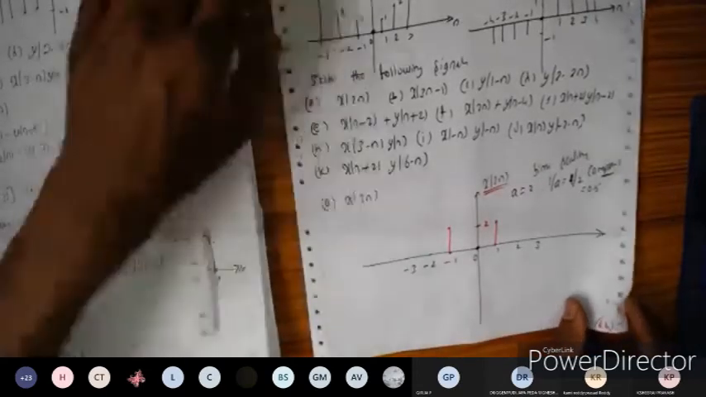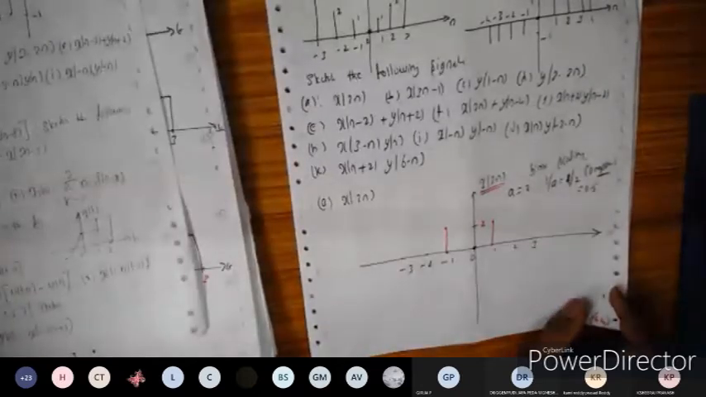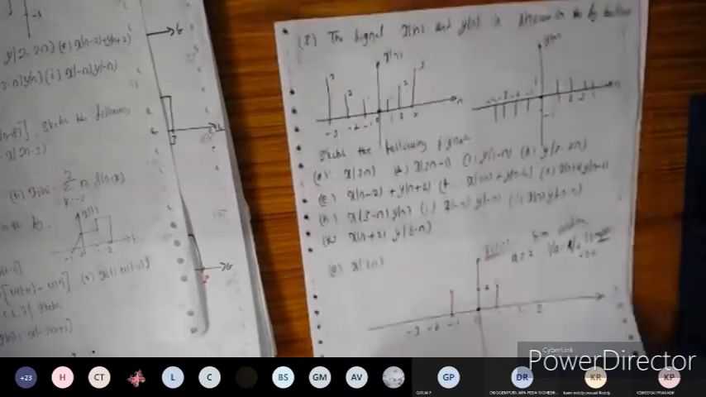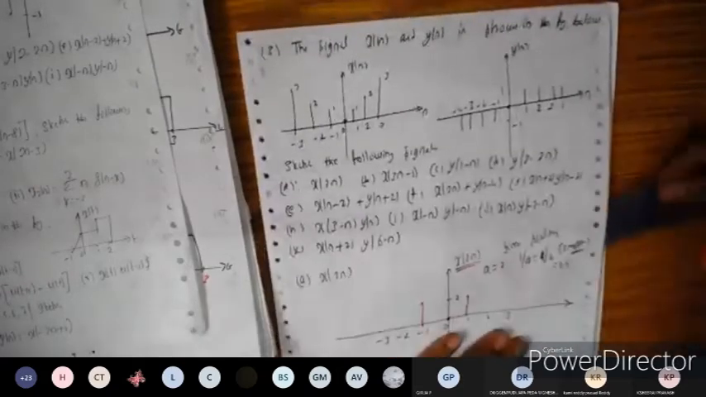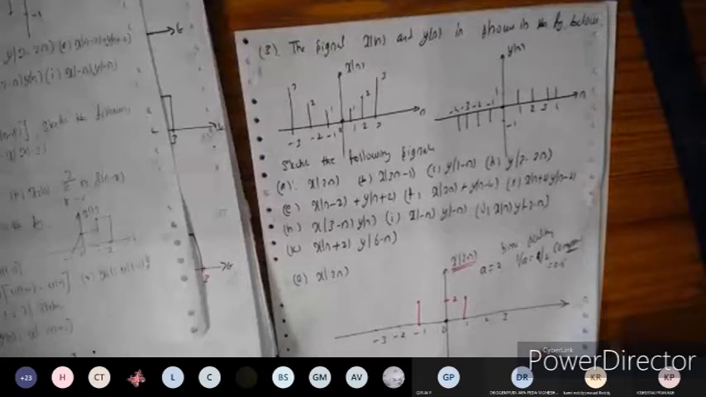Discrete time signal. So I think everyone has taken. No doubts. Okay, I'll go for the next problem. If you have any doubts, you can ask me, or else I will go for the next problem here. Done. Okay, I'll go for the next problem.